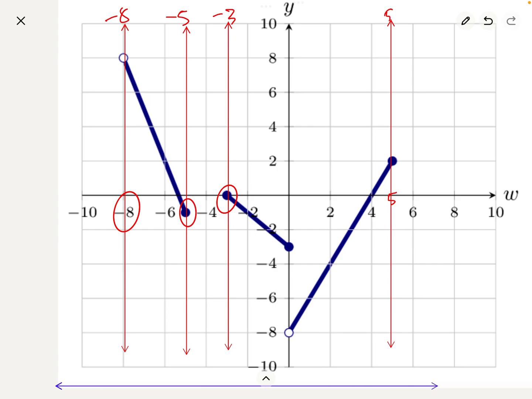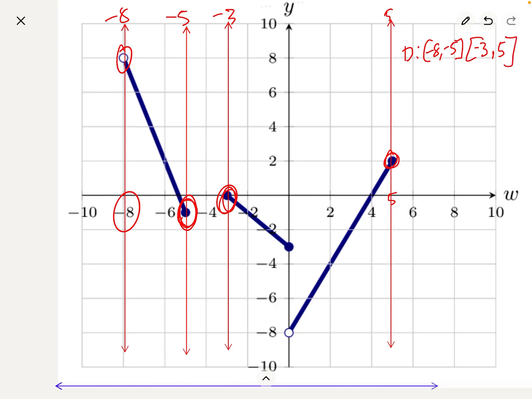So if I were writing this in interval notation, I would say domain. It starts at a -8, and it goes to a -5. And because this is an open circle, I'm going to use a parentheses. Because this is a closed circle, I'm going to use a bracket. And then I jump to a -3 to start my new interval, and I go all the way over to a +5. So this should be a bracket because the -3 has a closed circle, and this should also be a bracket on the 5.